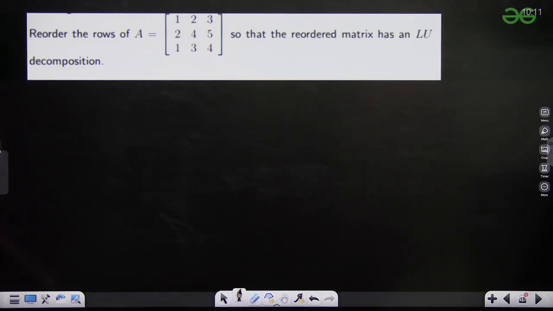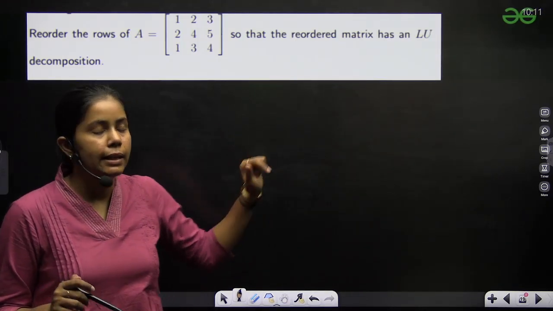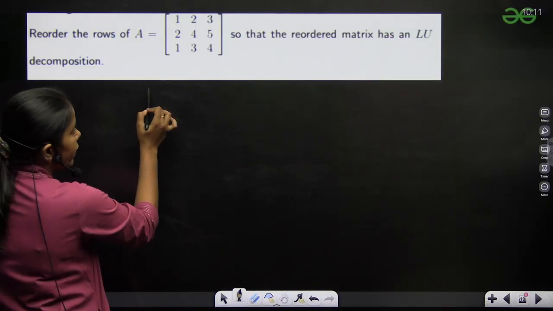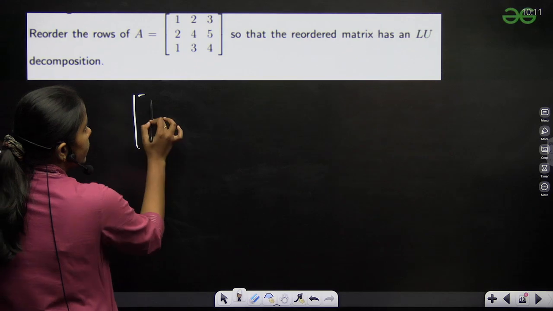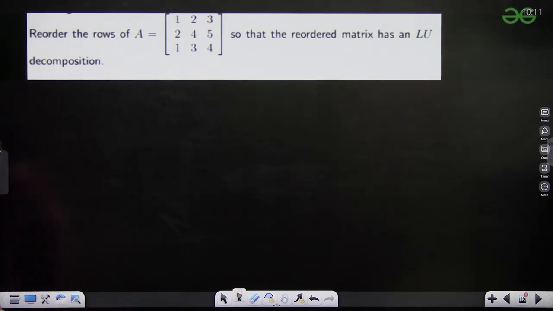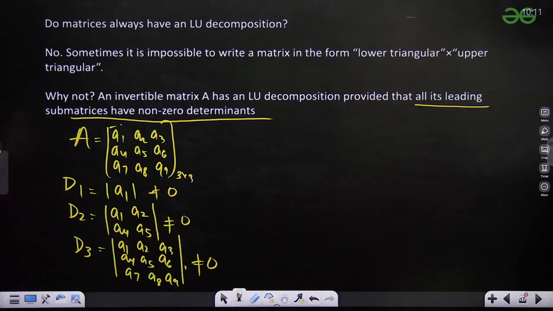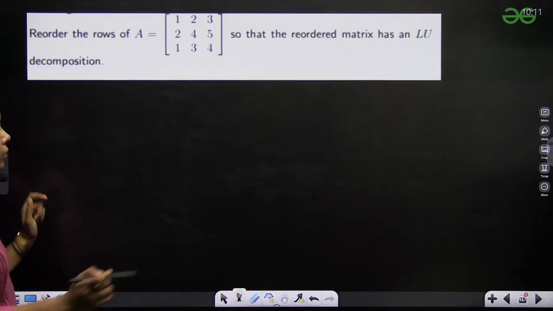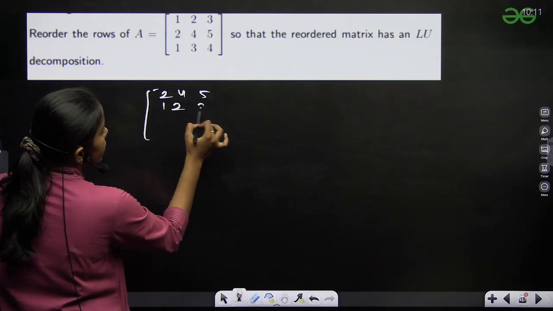Now we already have reordered the rows, so that reordered matrix has LU decomposition. I already have done it in the same matrix. I am writing it again, what would I do? I'll interchange the rows. No, I haven't done that. Have we done this already? Yes, we have interchanged R2 with R3. See, if you would interchange R1 with R2, let's suppose you try to form a matrix 2, 4, 5, 1, 2, 3, 1, 3, 4.